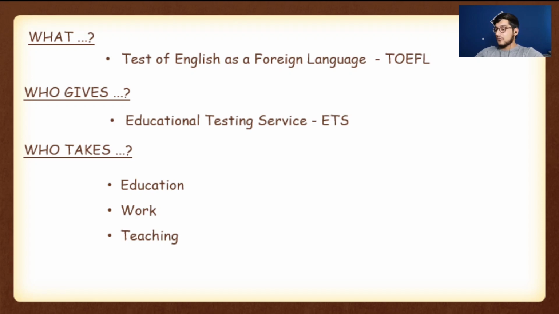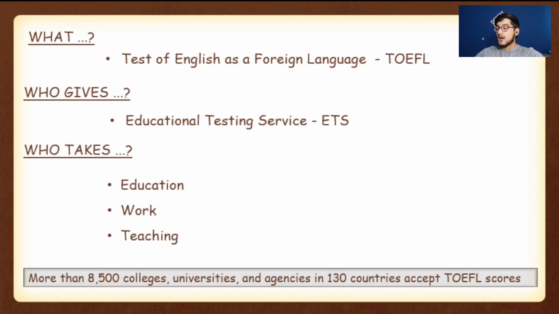Just to let you know, there are 8,500 colleges, universities, and agencies in 130 countries that accept the TOEFL score as an official and accredited score all over the globe. It means that you don't need to worry about whether the university you want to apply to accepts it or not. Mostly, all the universities across the globe accept the TOEFL as an official score of your English proficiency at the academic level.